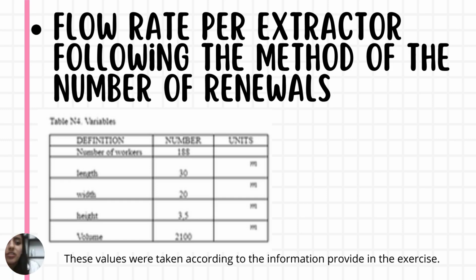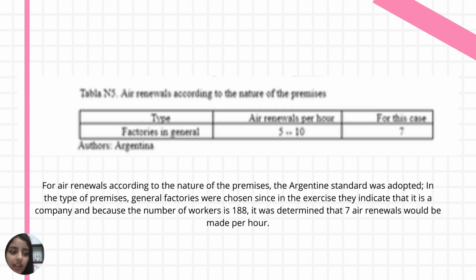Then, flow rate per extractor following the method of the number of renewals. Table number 4, variables. These values were taken according to the information provided in the exercise. And table number 5, air renewal according to the nature of the premises. For factories in general, air renewals per hour range between 5 and 10. For this case, 7.